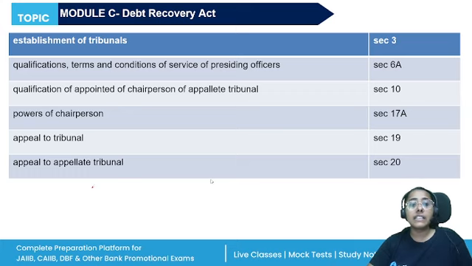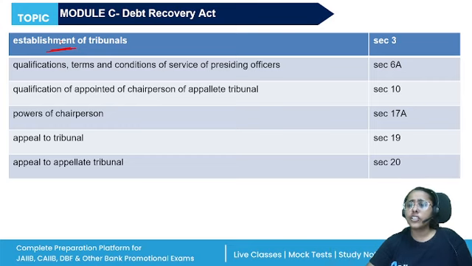And then we have the debt recovery, the DRT. How the DRTs are established: the Recovery of Debts and Bankruptcy Act of 1993. We know the constitutional validity, how it was challenged in the Delhi High Court, then what decision was taken by the Supreme Court in favor of the act. So, establishment of tribunals is given in section 3, right? So the central government is empowered to establish one or more tribunals, which will be known as the DRT.